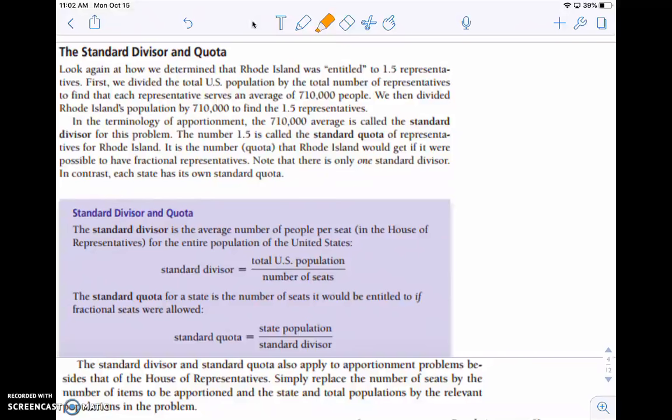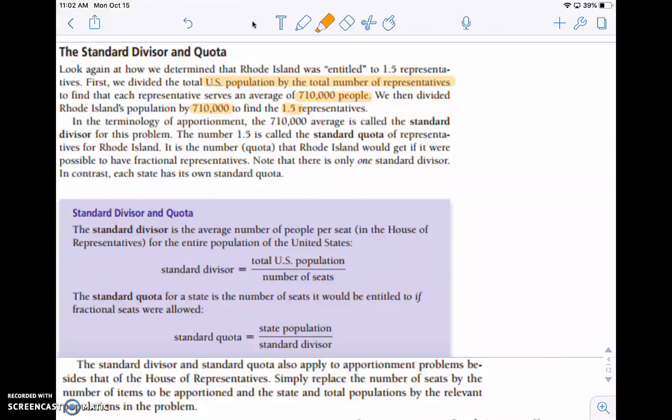So first, here's how we're going to do this. We're going to divide the U.S. population by the total number of representatives to find out that each representative in 2010 served 710,000 people. Then we divide, in this case, again, we're sticking with the Rhode Island population. We divided Rhode Island's population by 710,000, and that turned out to be 1.5.